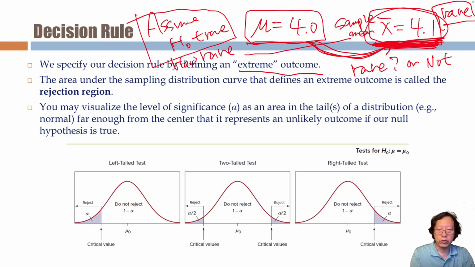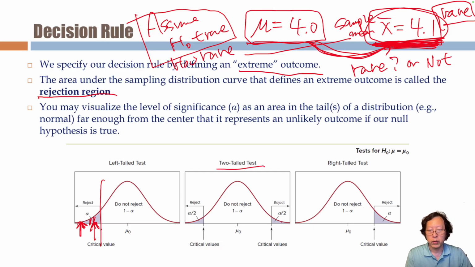So we will find the rejection region, which means we determine how rare a case we require. Then you can find the critical value. If the statistical value is more extreme than the critical value, which means it's a rarer case, then we can reject the null hypothesis.